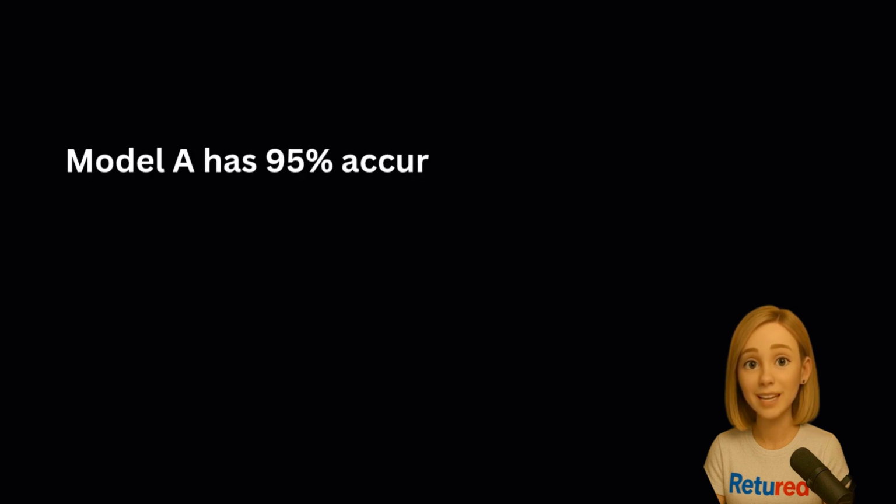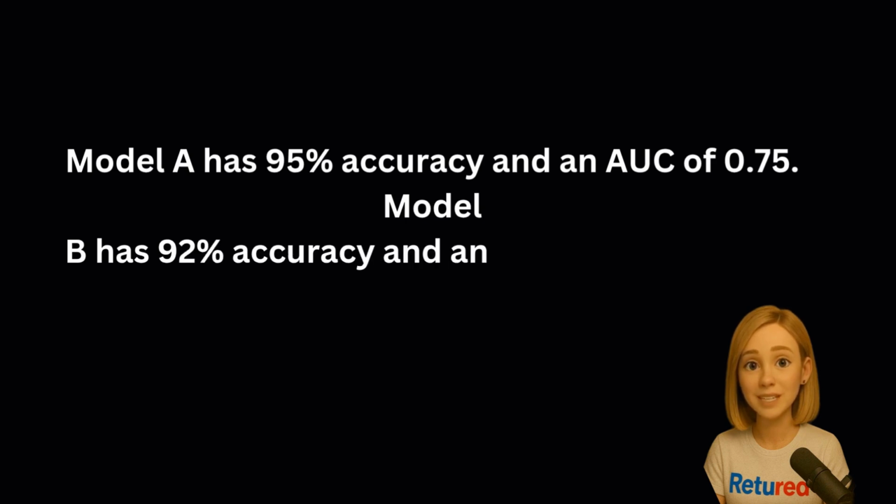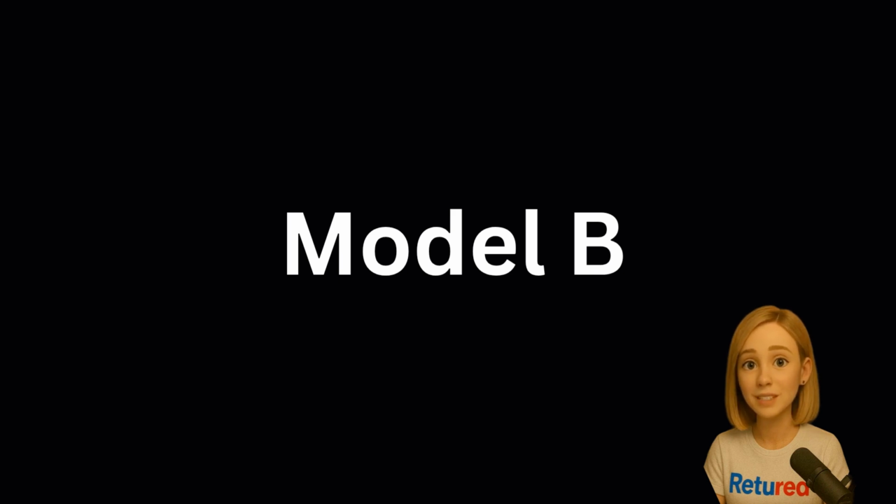Last one. Model A has 95% accuracy and an AUC of 0.75. Model B has 92% accuracy and an AUC of 0.85. Which model is likely better and why? Model B is likely the better overall classifier. The AUC score of 0.85 shows it has better power to distinguish between classes across all thresholds. Model A's higher accuracy might just be a symptom of the accuracy paradox on an imbalanced dataset.